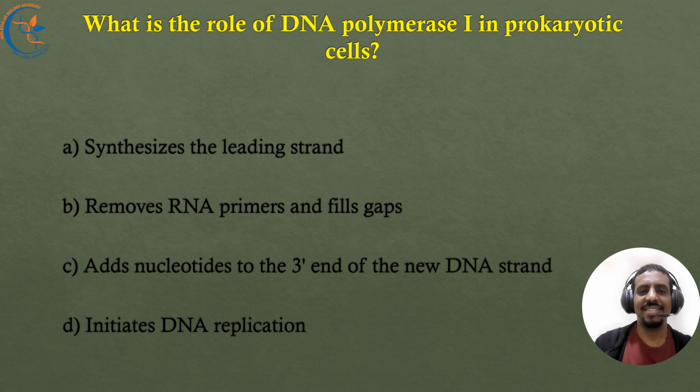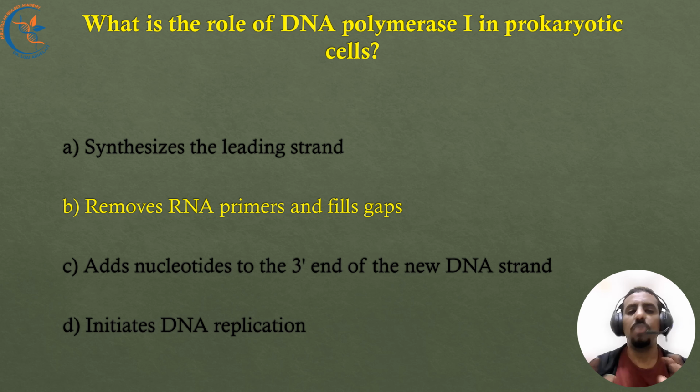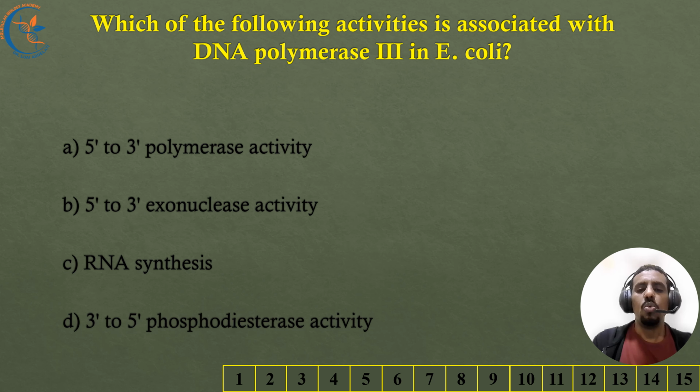Okay, let's see the correct answer. DNA polymerase 1 removes RNA primers from the Okazaki fragments and fills the resulting gap with DNA nucleotides during DNA replication. So the correct answer here is removes RNA primers and fills gaps. All right, let's move on. Okay, next question. Which of the following activities is associated with DNA polymerase 3 in E. coli or prokaryotes?